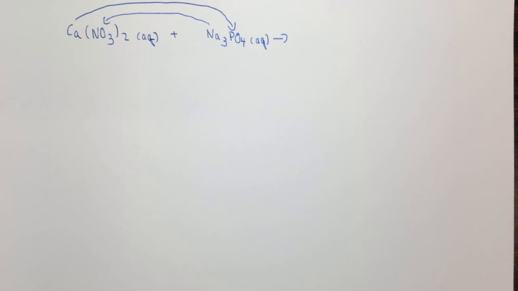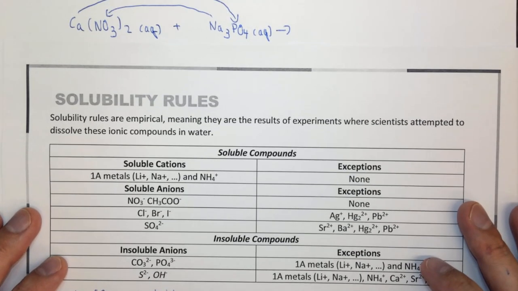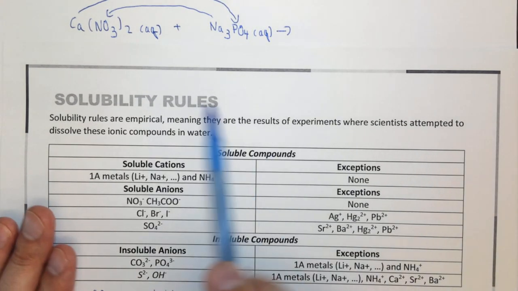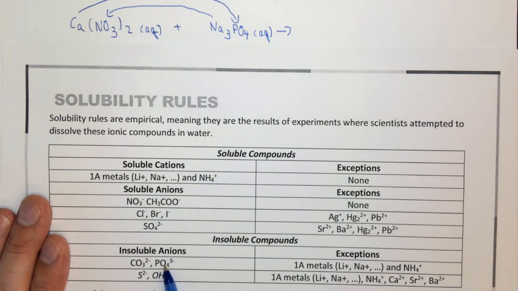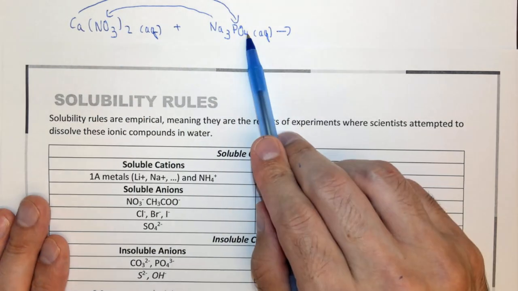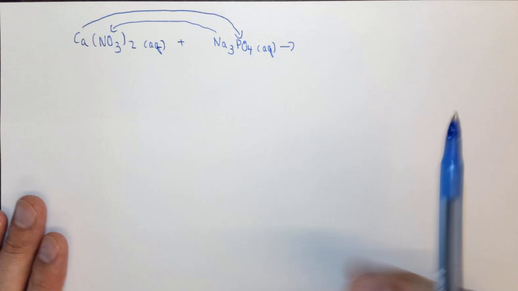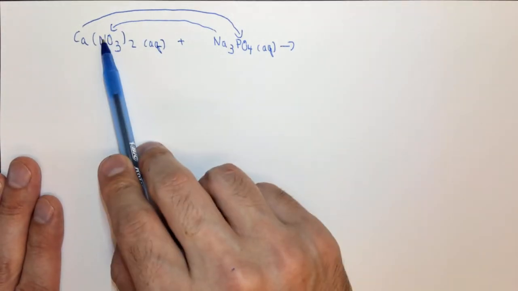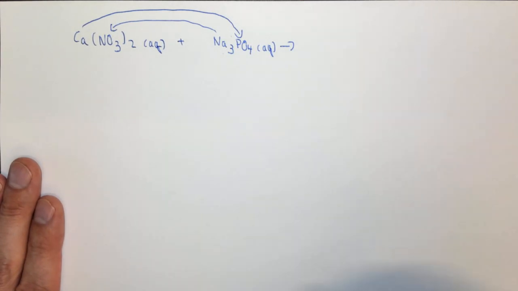If we look at our solubility rules, here is something insoluble going to form. What we find is there's no rule for calcium, so let's check the rule for phosphate. Phosphates are generally insoluble. Is calcium an exception? It is not. So calcium and phosphate will form something that's insoluble. So this reaction is going to go. Sodium and nitrate will not form something that's insoluble because 1A metals and nitrates are never insoluble. So we don't need to worry about that.